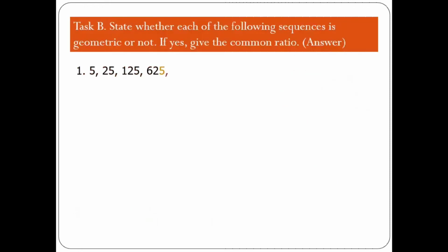Now, let's check your answer. Number 1, 5, 25, 125, 625, and so on. So let's see if this is a geometric sequence. 25 divided by 5 is 5. 125 divided by 25 is 5. 625 divided by 125 is 5. This is an example of a geometric sequence since the common ratio is 5.